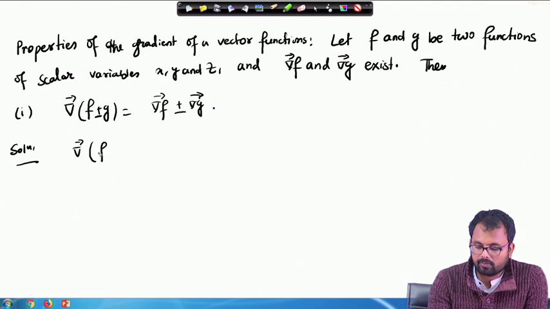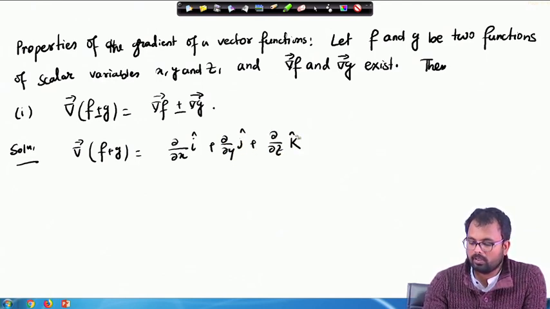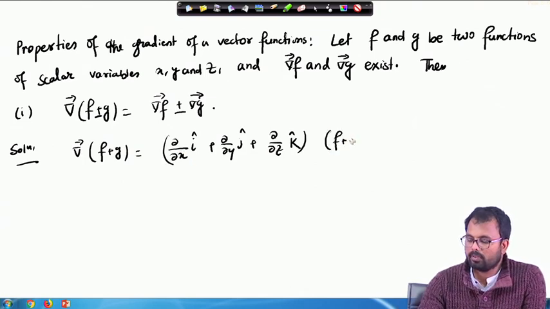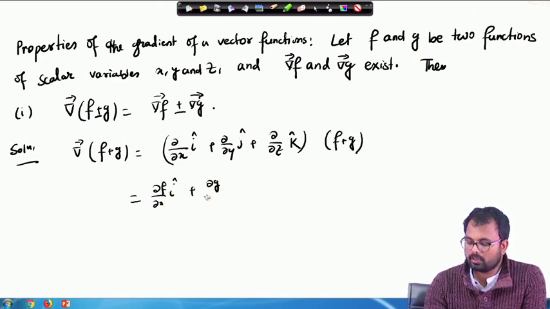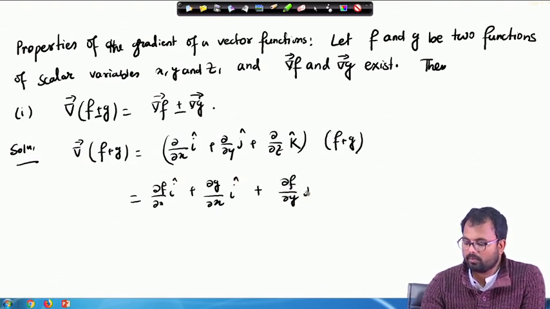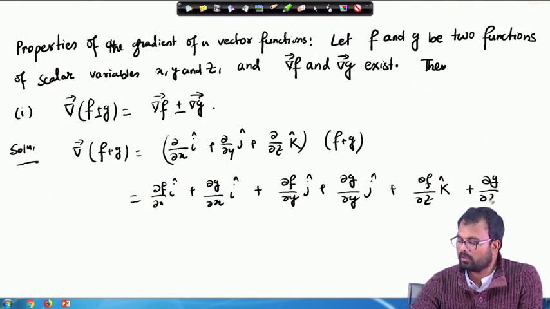So, the gradient of f plus g is equal to del/del x times i plus del/del y times j plus del/del z times k, acting on f plus g. So, this would be del f/del x times i plus del g/del x times i, plus del f/del y times j plus del g/del y times j, plus del f/del z times k plus del g/del z times k.